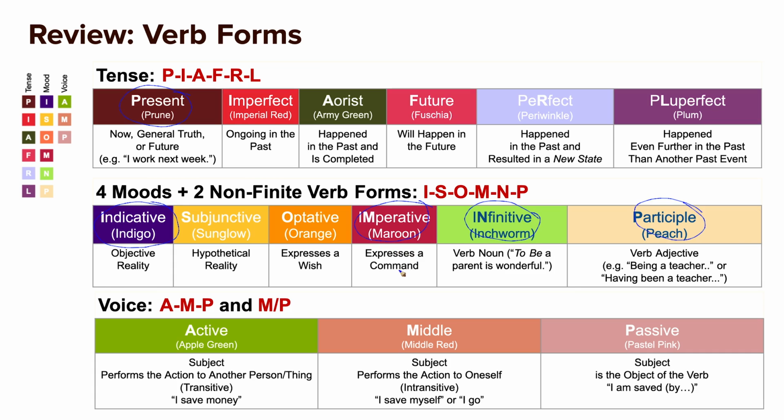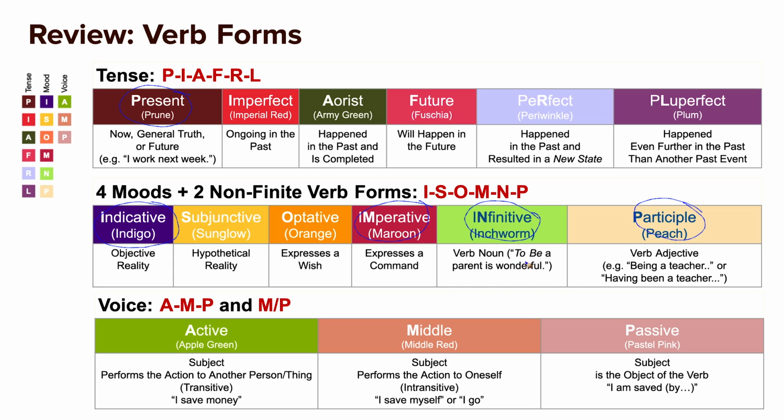Then we have the imperative mood, which is when you want to have somebody do something. So go or stay or come back. Those are all commands. And in Greek, they do have a third person imperative. In English, we don't really have a third person imperative, but we'll talk about that today.